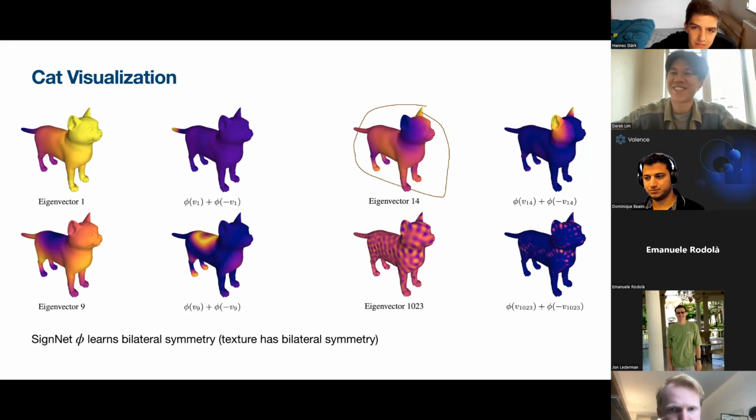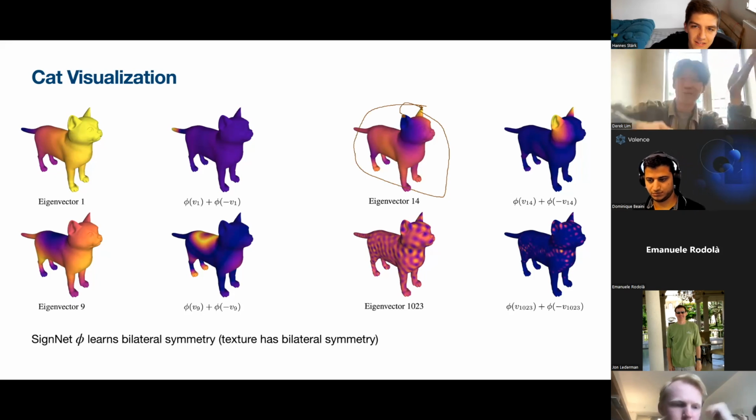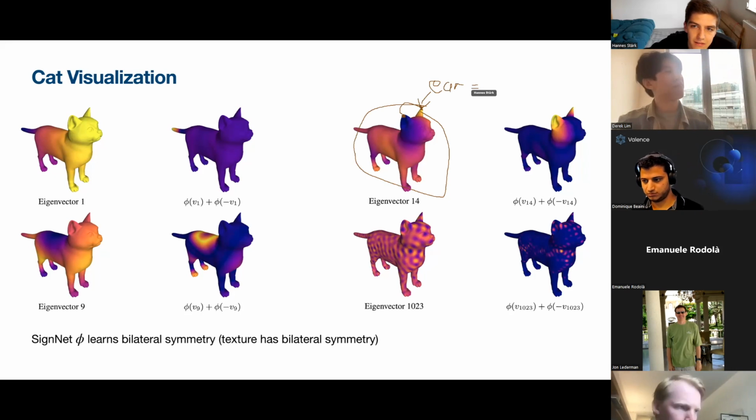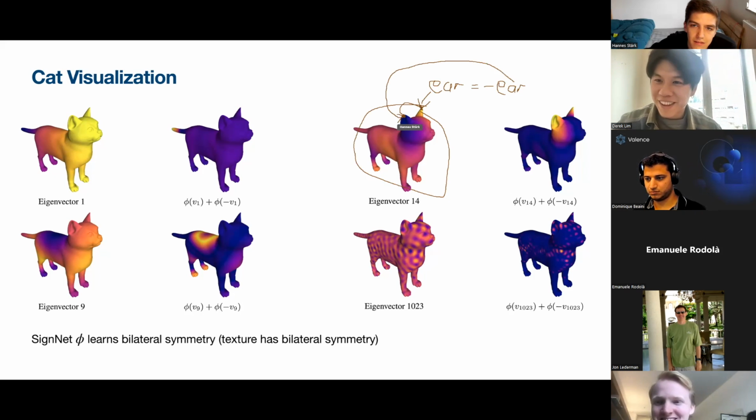Okay, that's what I suspected as well. But basically, if you use SignNet, or if you take the absolute value, right? Yes, if you take the absolute value, you will see a nice path going along the symmetry plane. What you mean is that no matter what SignNet learned, it's going to be bilaterally symmetric.